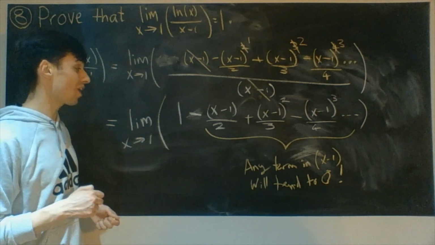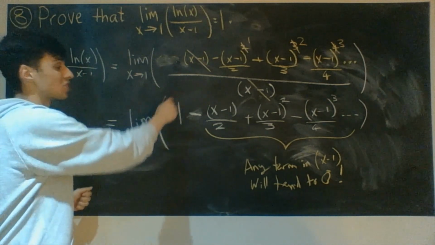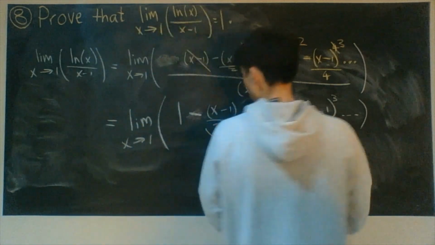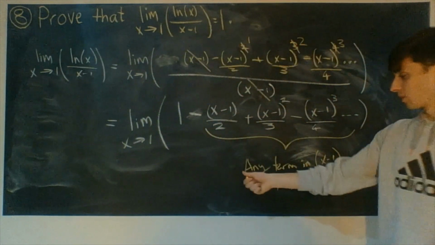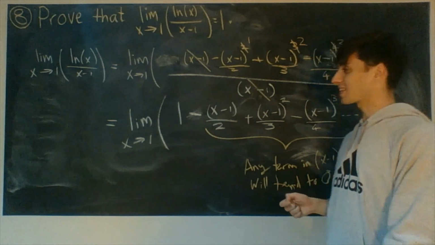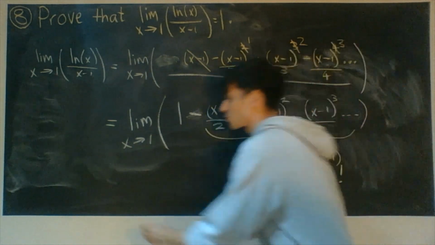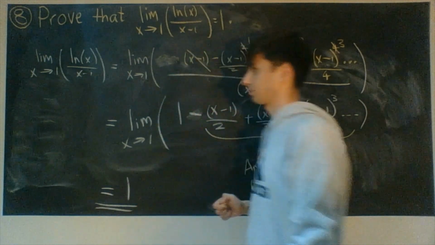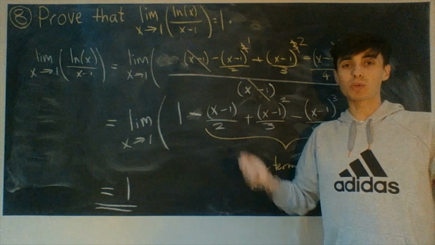What this means for us then is the limit is just this 1 that's left over. So at this point, when we've concluded that any term in x minus 1 will tend to 0, well, now we're happy to say this thing's the only thing left over, so our limit must be 1. And we're finished on that question.